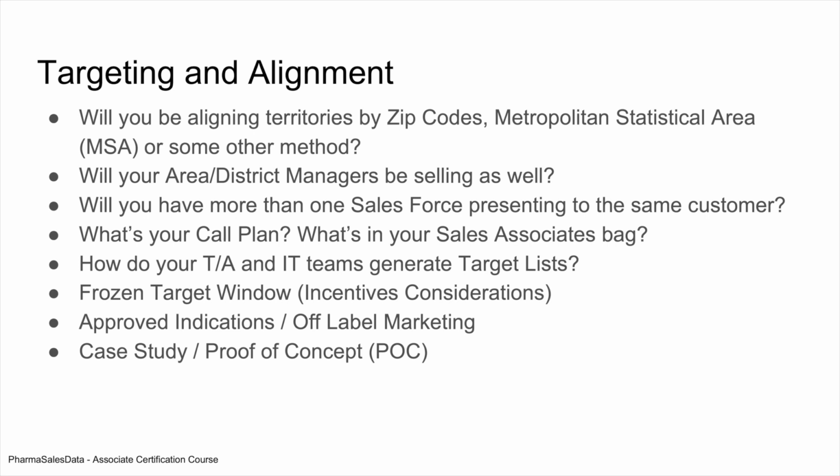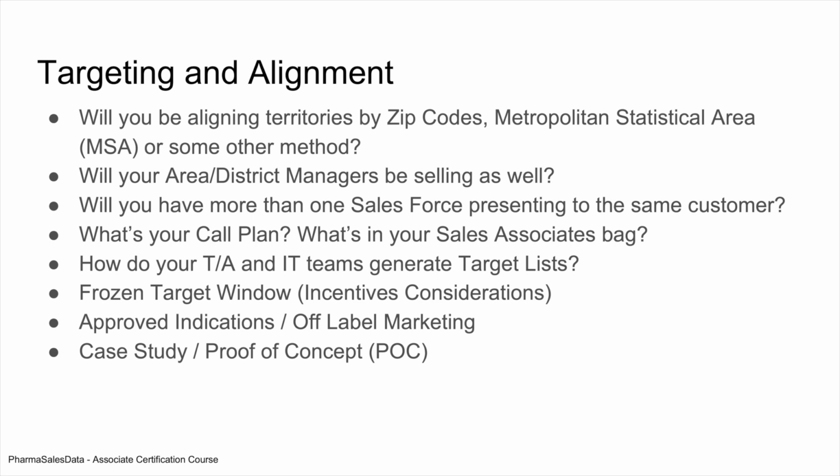What's your call plan? What's in your sales associate's bag? You also have to think about how you're going to do your call plan to be cost effective and also be effective, so that the sales associate is able to actually achieve what you want him or her to achieve. How do your targeting and alignment and IT teams generate target lists? So again, that goes to the algorithm you're going to use to generate your target list, and we're going to get to all that later on in this chapter.